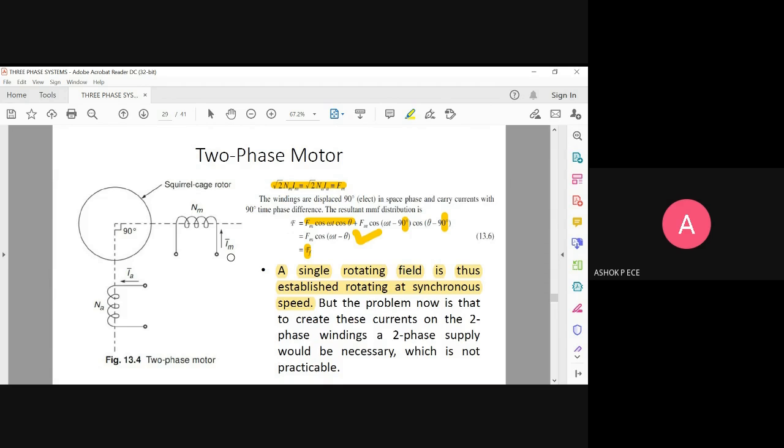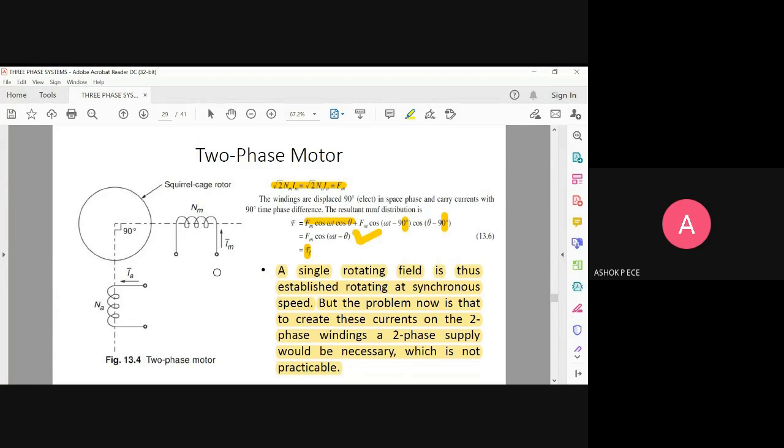So the motor can start on its own. But the problem we face here is the current on the two-phase windings, using a two-phase supply. I don't have a two-phase supply available anywhere. So I need to create a two-phase supply for supplying current to the two coils. You have single-phase and three-phase, but you don't have a two-phase supply, correct?